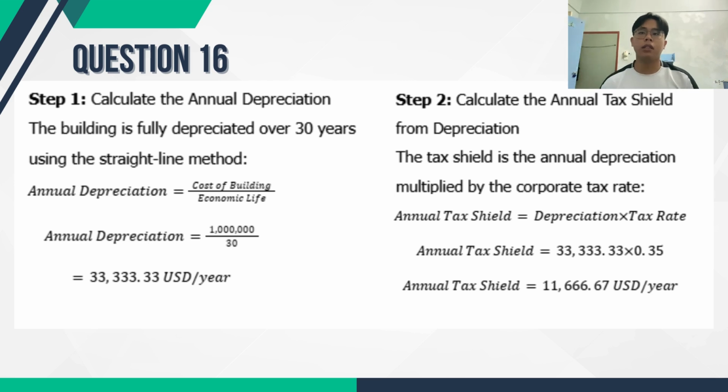Then the second step is to calculate the annual tax shield from depreciation. The tax shield is the annual depreciation multiplied by the corporate tax rate. So we substitute the numbers into the formula, which is annual tax shield equal to 33,333.33 multiplied by 0.35. Then the annual tax shield will be $11,666.67 per year.